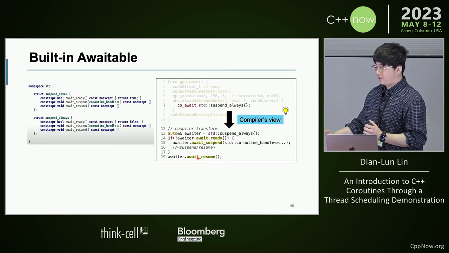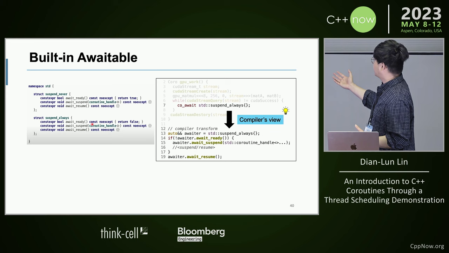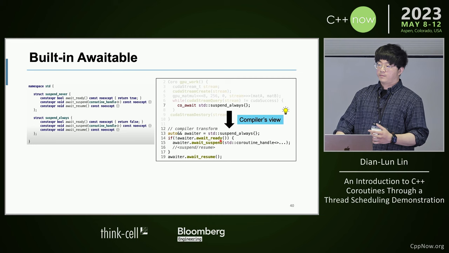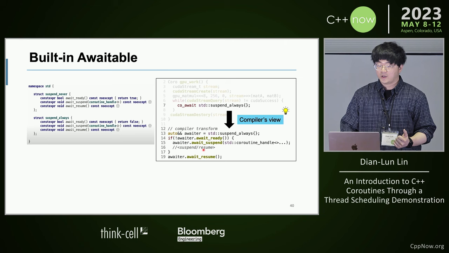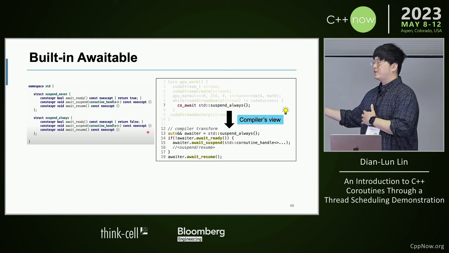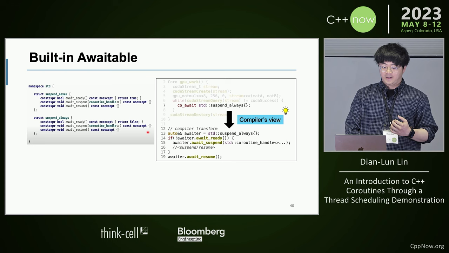And here are the built-in awaitables. The standard library provides you two built-in awaitables, suspend_never and suspend_always. Here I use co_await suspend_always in line 7, so I declare the awaiter as suspend_always, and I go into await_ready. Based on the definition, suspend_always returns false, which means I always go to the await_suspend function. When I execute await_suspend, it does nothing, but it returns void. What that means is always suspend, no matter what. If the return type of await_suspend is void, I always suspend. That's why the name is suspend_always. And await_resume simply does nothing.